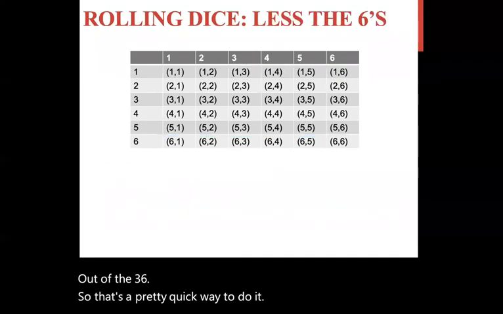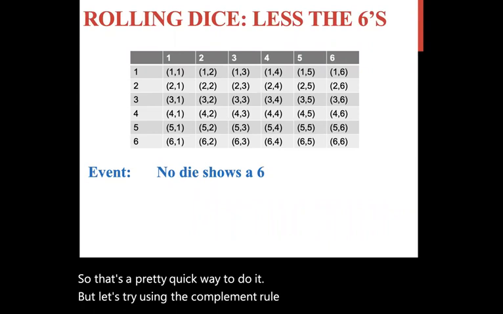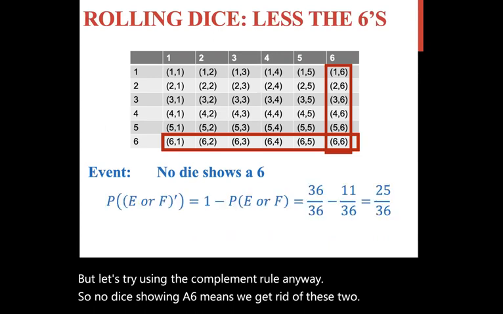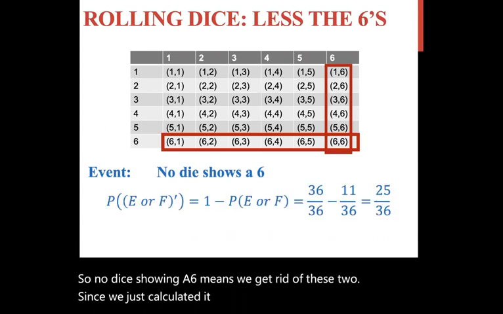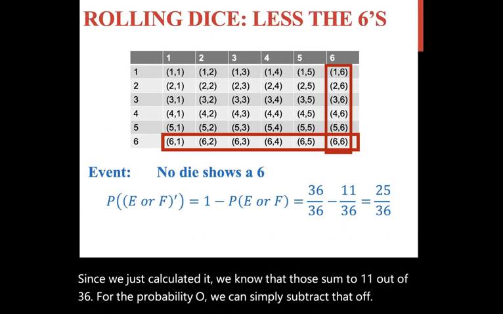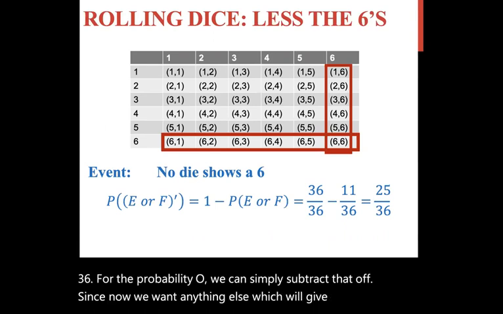But let's try using the complement rule anyway. So no die showing a 6 means we get rid of these 2. Since we just calculated it, we know that those sum to 11 out of 36 for the probability. So we can simply subtract that off, since now we want anything else, which will give us the 25 over 36.